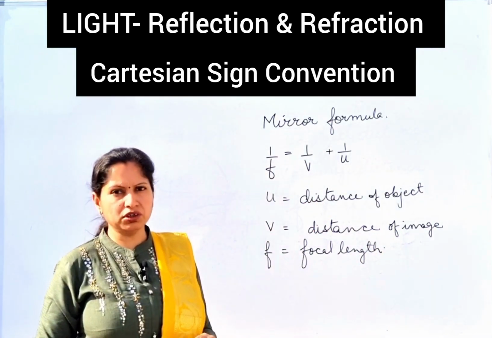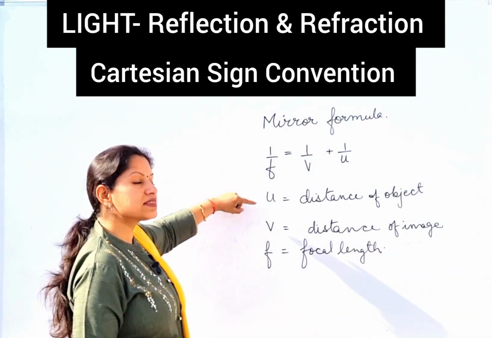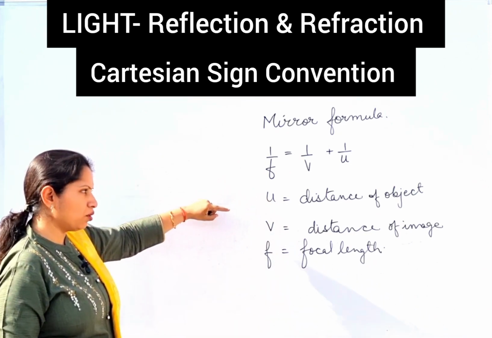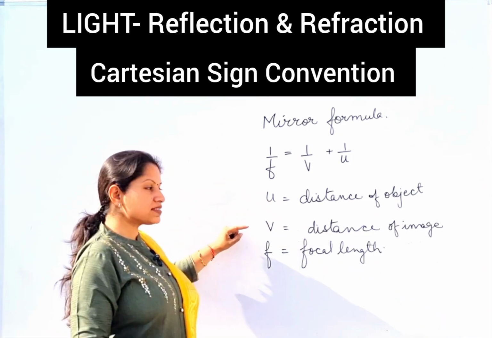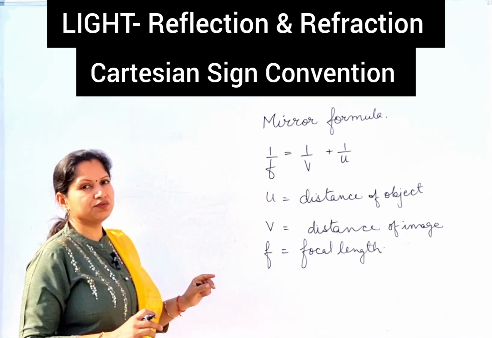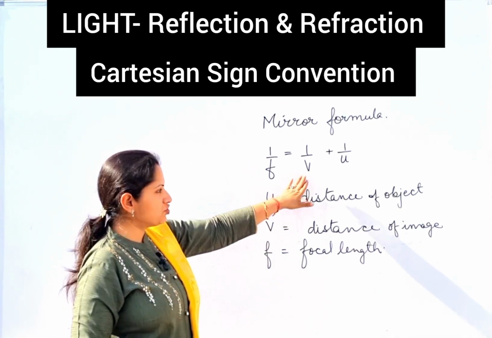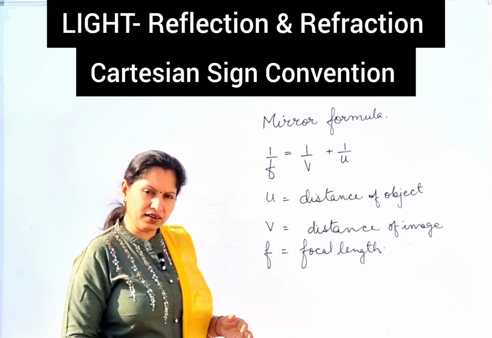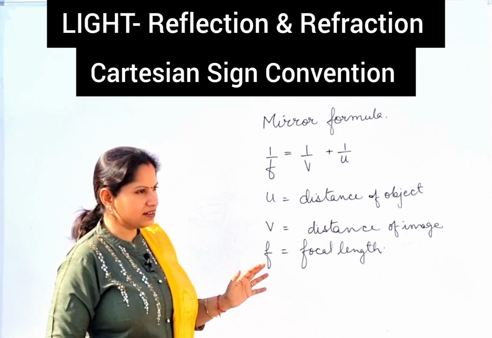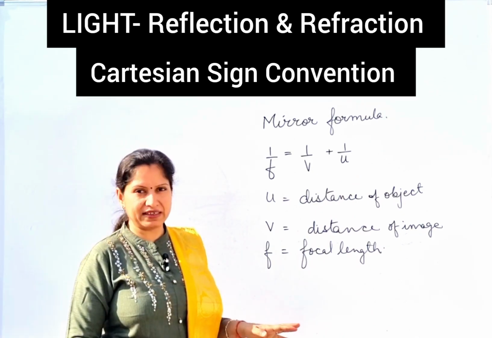F is the focal length of the mirror. So U is the distance of the object, means the position of the object from the pole. V is the distance of the image from the pole, and F is the focal length. Using this mirror formula, we can calculate the position of the image when focal length and object distance are given. We'll practice many numericals, and that will make all our concepts very, very clear.